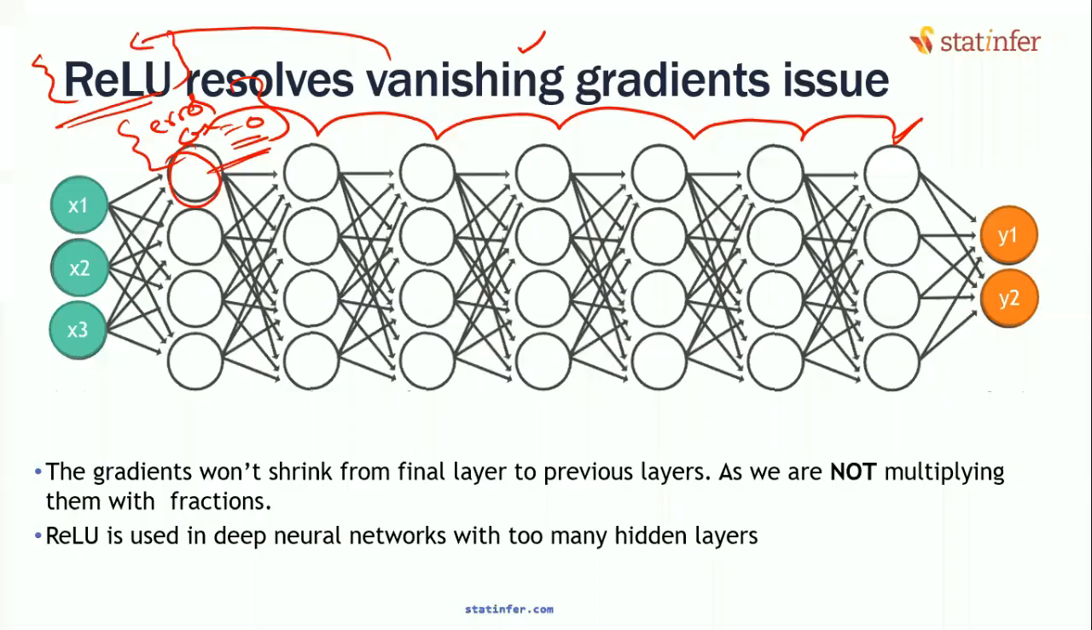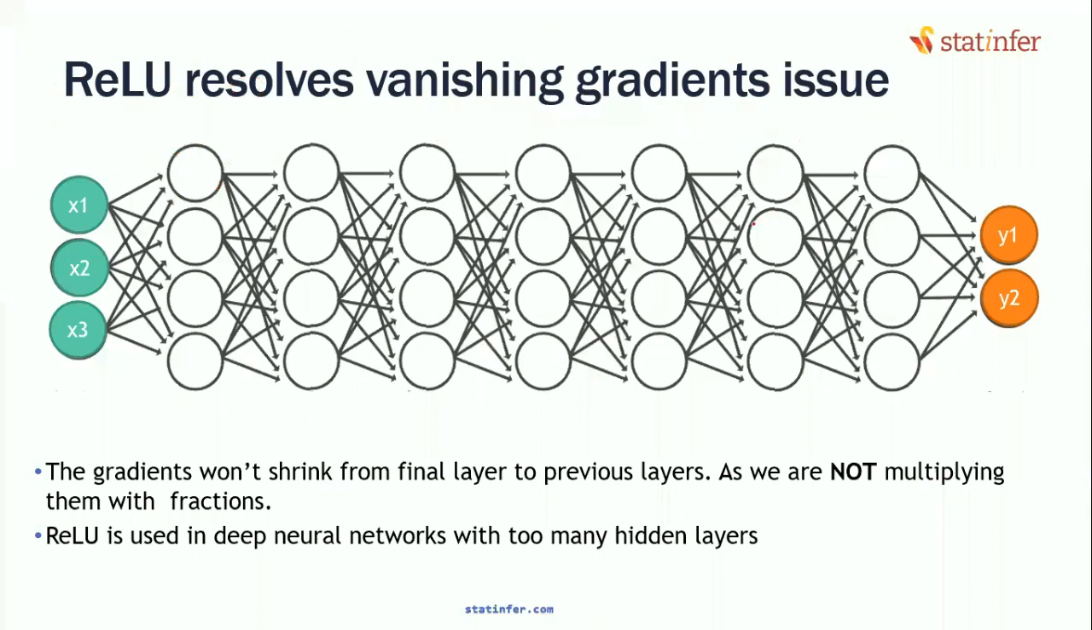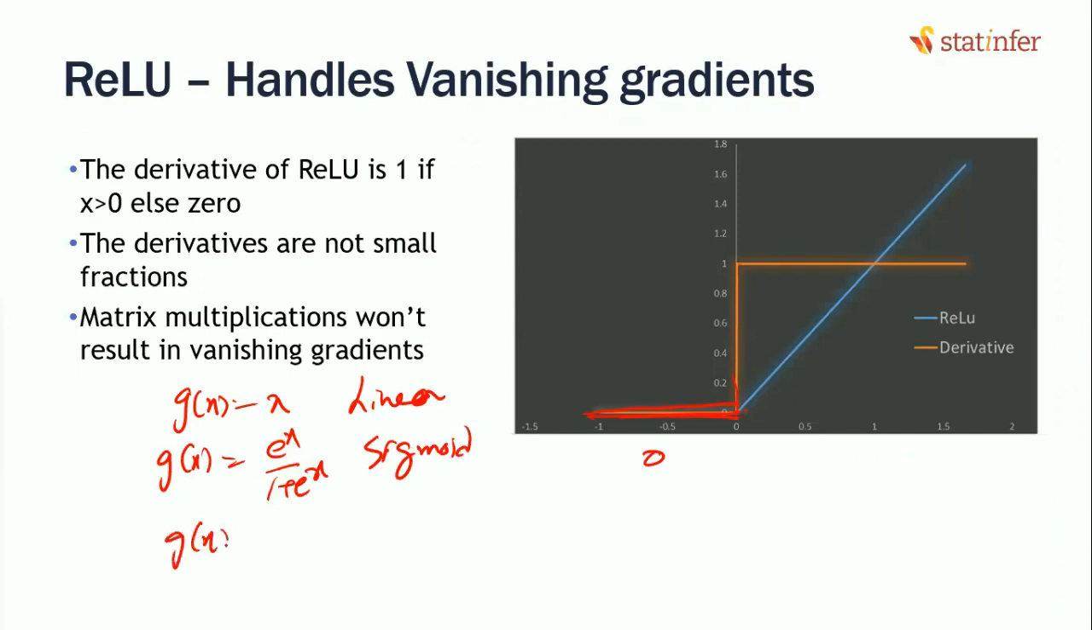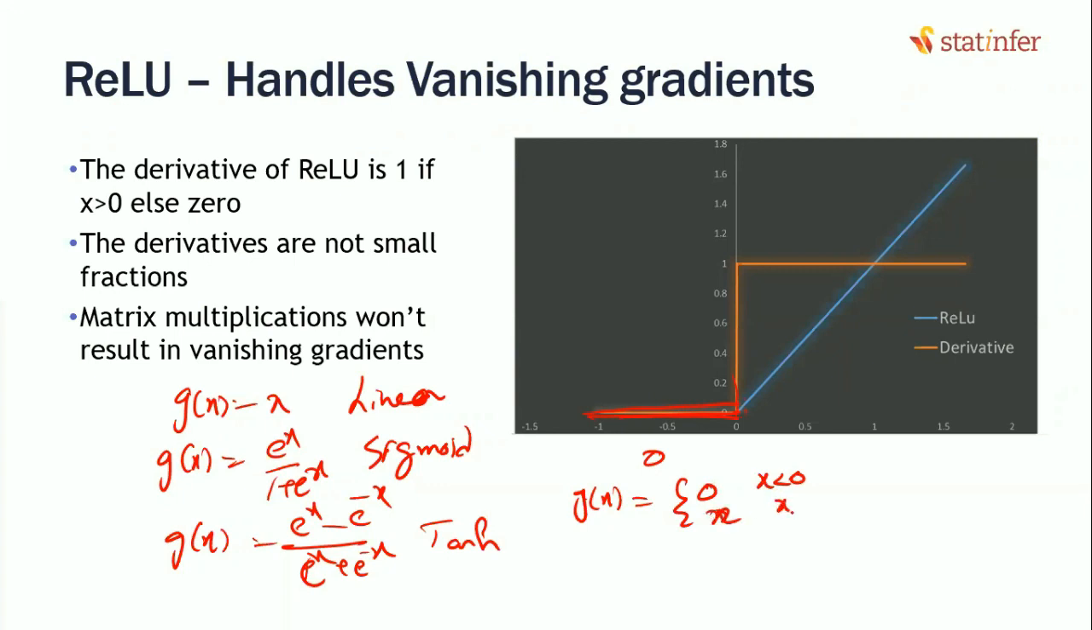Okay, there is one more activation function left. What have we discussed until now? We have discussed g of x equal to x, which is linear. We also discussed g of x equal to e power x by 1 plus e power x, which is sigmoid. We also discussed g of x equal to e power x minus e power minus x divided by e power x plus e power minus x. This is tanh. We also discussed g of x equal to 0 when x is less than 0, and x when x is greater than or equal to 0. This is known as rectified linear unit.